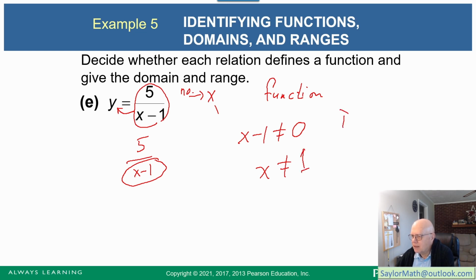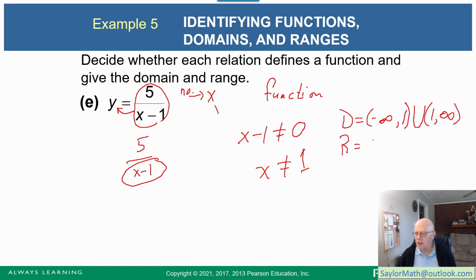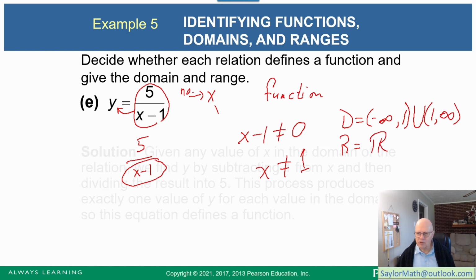So your domain will be everything except positive 1, which means negative infinity up to 1, not including 1, and then everything on the other side of 1. Those two put together make up the domain. What's the range? Well, once you put a number in here, 5 divided by some number, you get everything. So the range is real numbers.